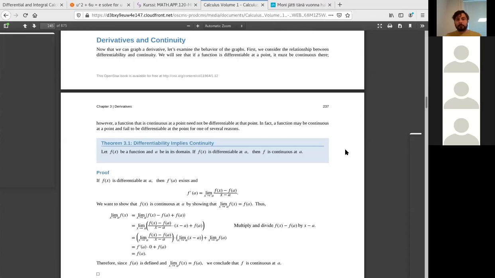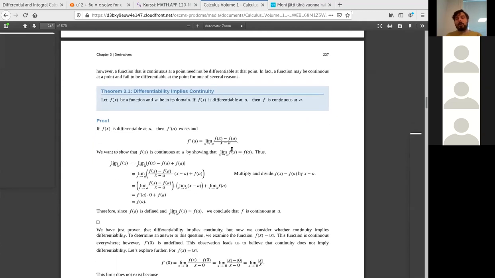So if f of x is differentiable at the point A, then f is continuous at A, and that must be true. Because the assumption here is that f must be continuous, then they can prove it, because they said that this limit exists. This limit exists, therefore f must have the limit as x approaches A being f of A, meaning that it's continuous.